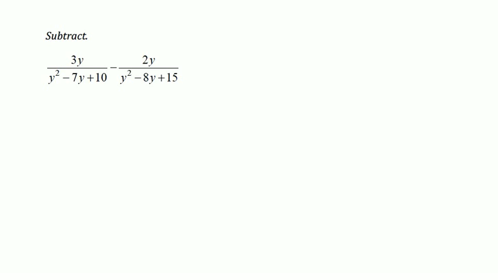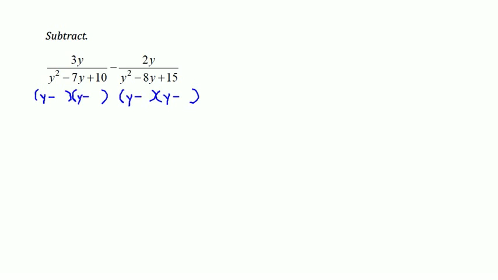What we have here is a fairly long subtraction of rational expressions. Both denominators do need to be factored first before finding that LCD. So I'm just going to factor both of these using the trial and error method. I can see that because the last term is positive and the middle term is negative, I want these signs to both be negative. That is the case for both of these expressions.